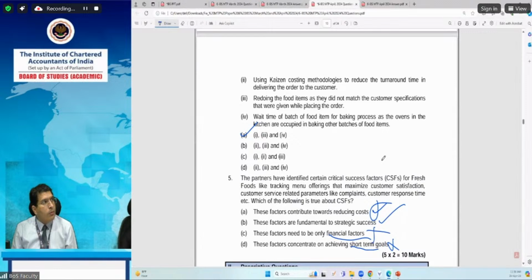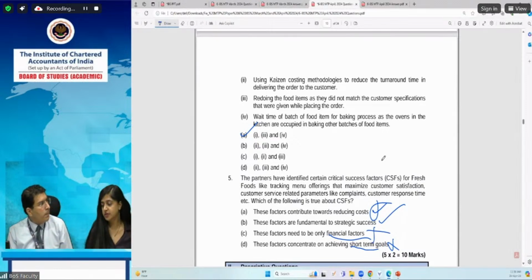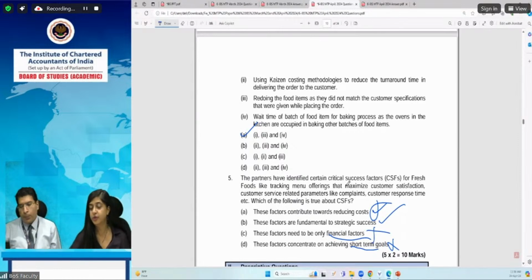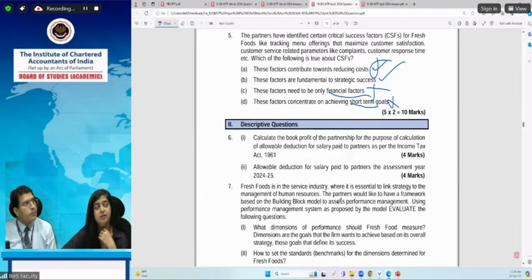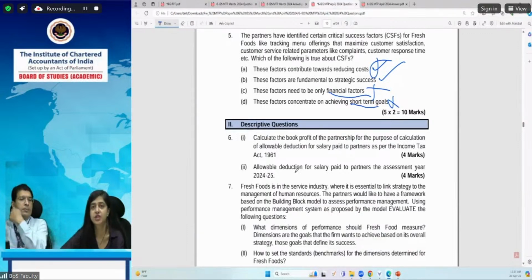Now we will move towards case study. We will just give a brief about the descriptive question. Then we will move to the next case study 3. So case study, first descriptive question is regarding book profit of the partnership firm, Fresh Fruit, and the second part talks about the deduction of salary which is paid to the partners. So for that, we have to just move to the facts of the case study.